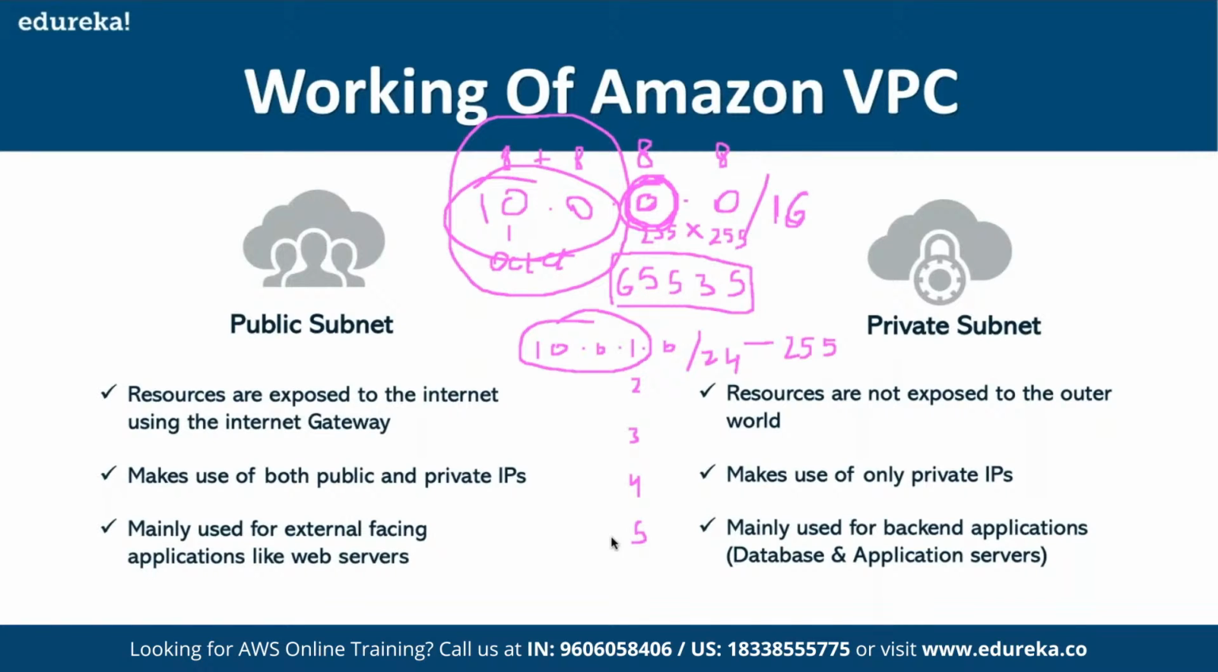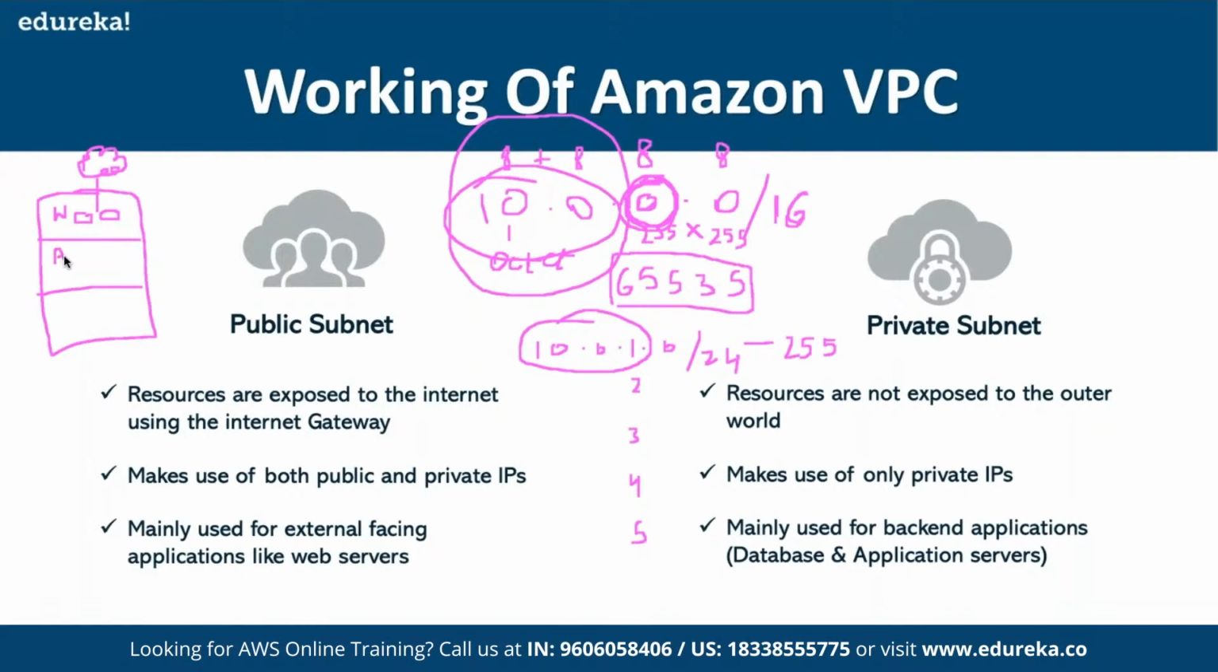As simple as that. When you create any application in real time, you will have a 3-tier architecture. You have web layer, you have app layer, you have DB layer. Web layer will always be public. So you have 2 servers in web for high availability. It should connect to the internet. That means it should have internet access.